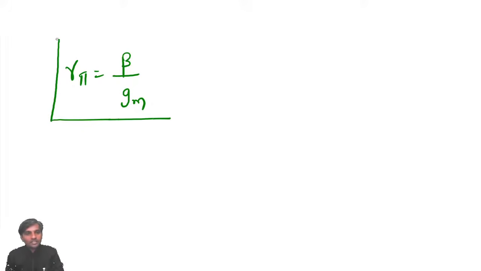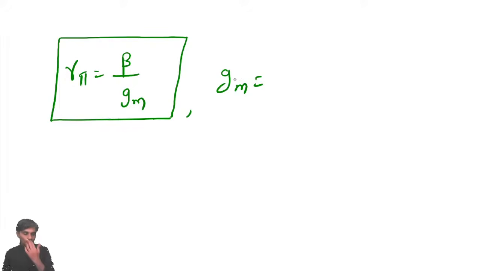So R pi, remember this formula is going to be beta by GM. So what is GM then? How to calculate GM, sir? Simple, sir. GM is equal to, very important, remember this point, DC current IC by VT.